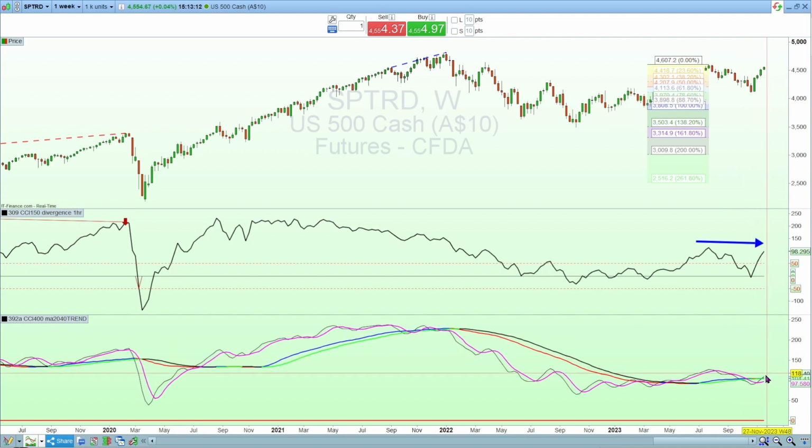You could argue that's a bullish move, but we want to see it break much higher than that high, and we want to see this moving average break more on an angle and trend higher as well.